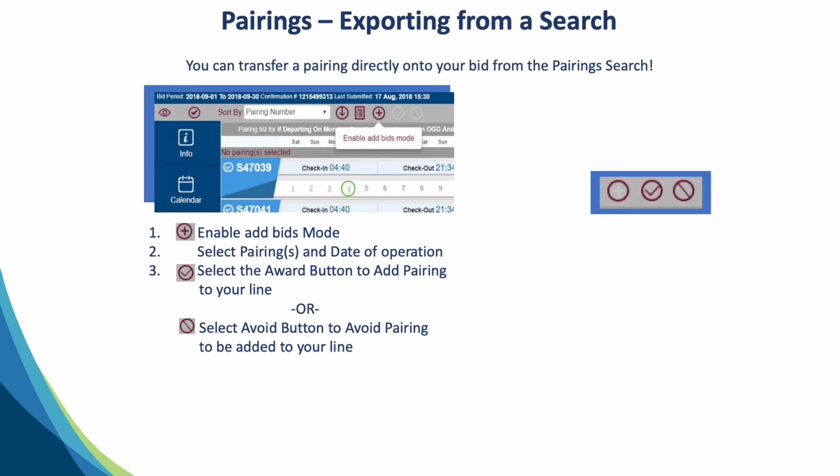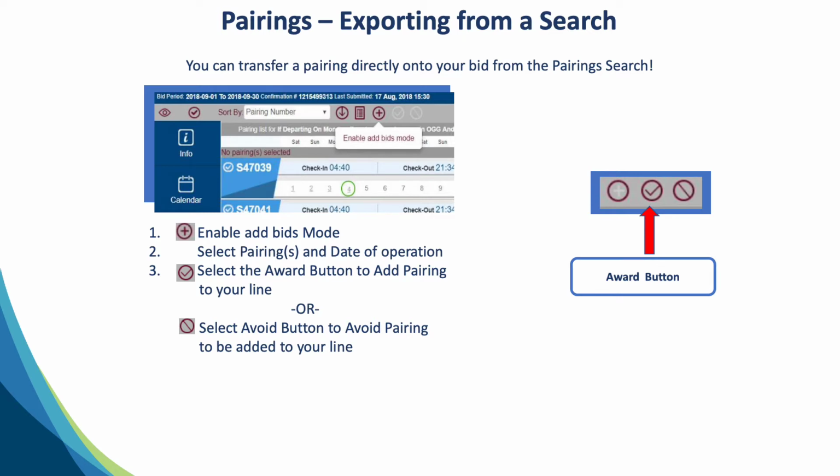You have the ability to transfer a pairing directly onto your bid from the pairing search by clicking on Enable Add Bids mode. The Award button will place a new line into your bid. To request a pairing number, click on the circle next to the pairing number, then the Award button. The new award line will be placed below whichever line was last selected on your bid. To add the departure date, click on the blue circled date as well.